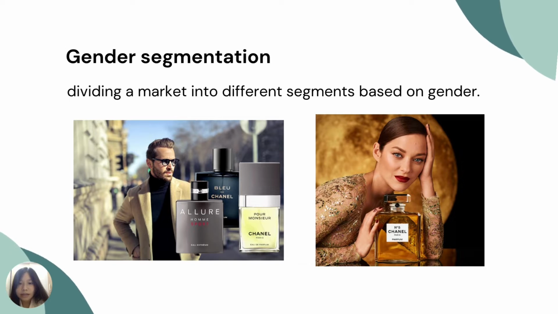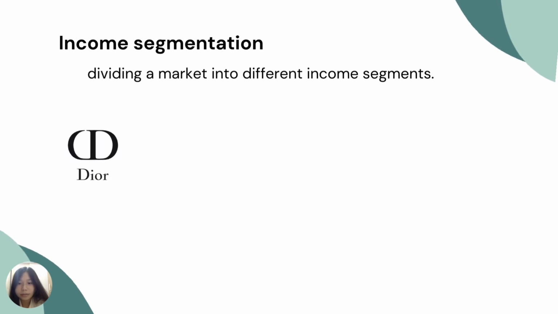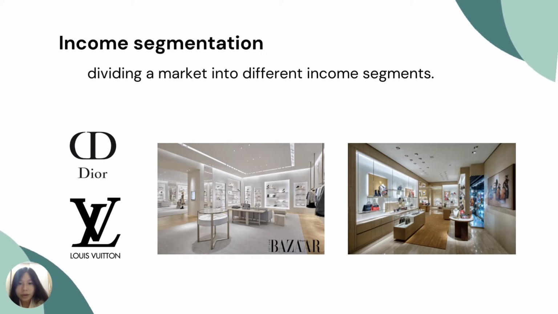Second one is gender segmentation. We also have this kind of segmentation like Chanel with its clothes and perfumes. Third one is income segmentation. For example, Dior or Louis Vuitton are high-end brands targeting the upper class whose pricing is high and there's hardly any sell-off.